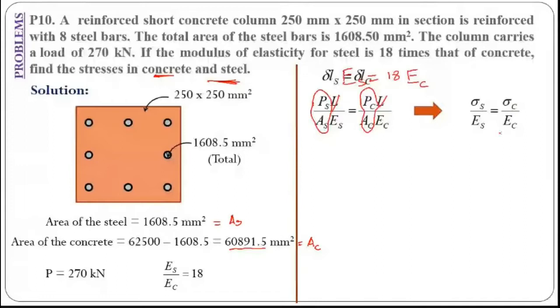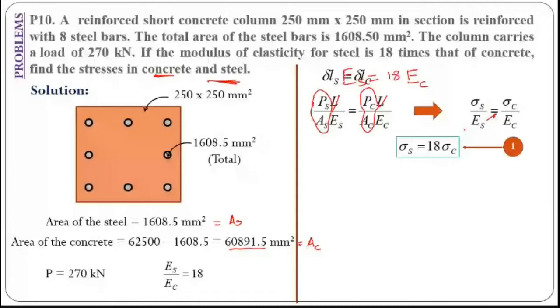Now let me substitute. We know that ES by EC is 18. So sigma S is equal to 18 times sigma C. This is my first equation. We go for the next one.